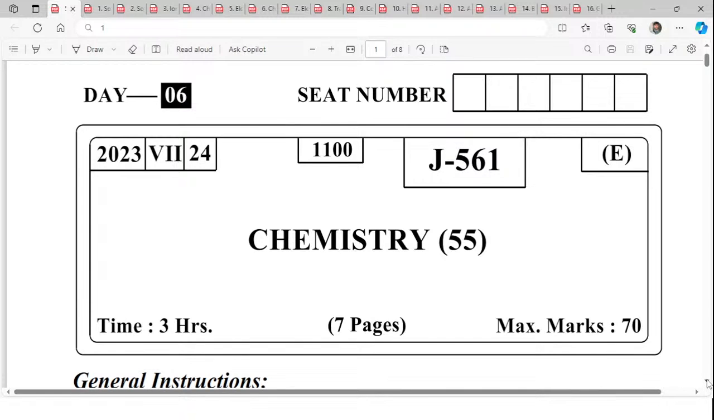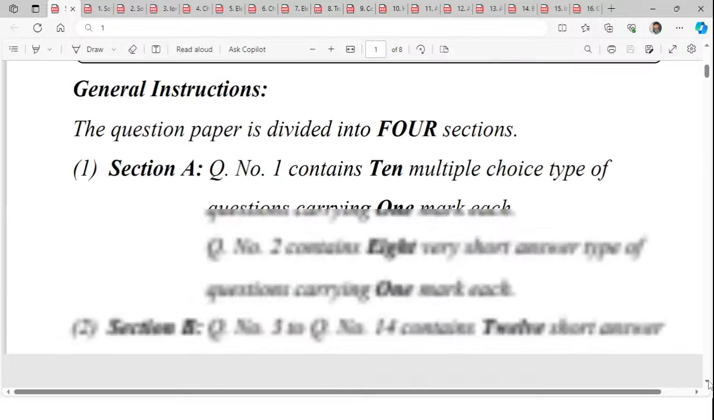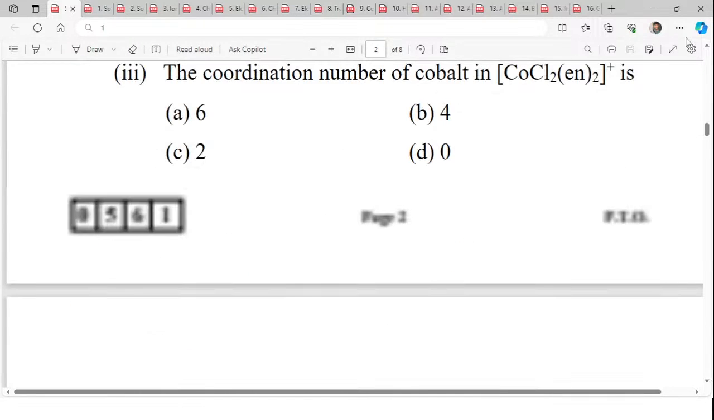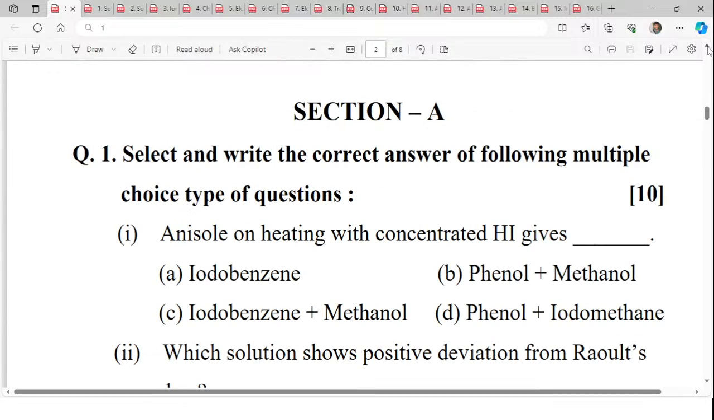Okay, now start the question paper from the July exam 2023. This is very important. It is the question paper for your upcoming board examination. Now we start the questions one by one. Get it, everyone? Now start question number 1, Section A. Select and write the correct answer of the following multiple choice type of questions.